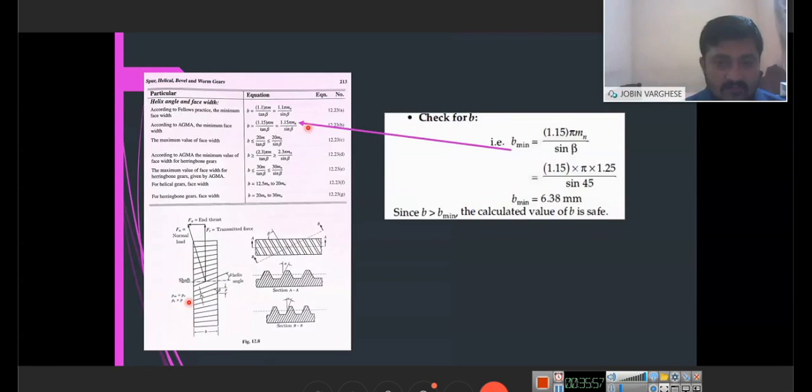Then the next thing is that face width is compared with the equation in the 213 here. Now comparing face width, the minimum face width is calculated as 6.38, but already we have a face width of 90. That is b by mn is equal to 15, from that we have 90. So since b is 90, greater than 6.38, the calculated value of b is safe.